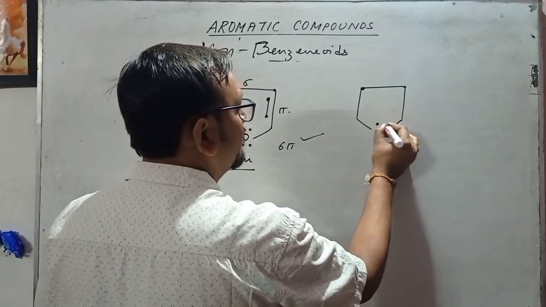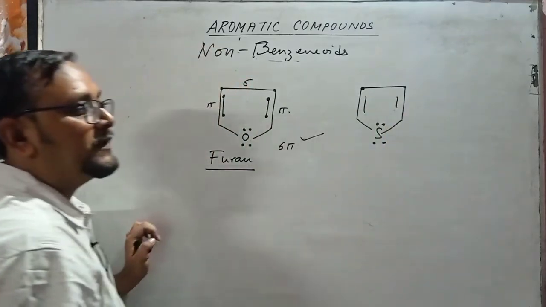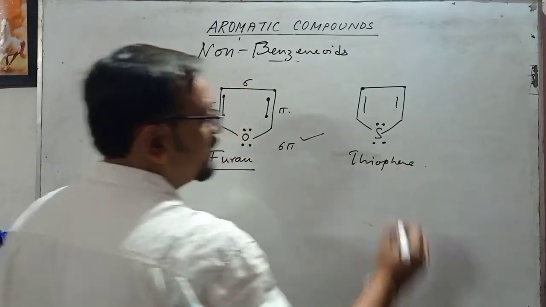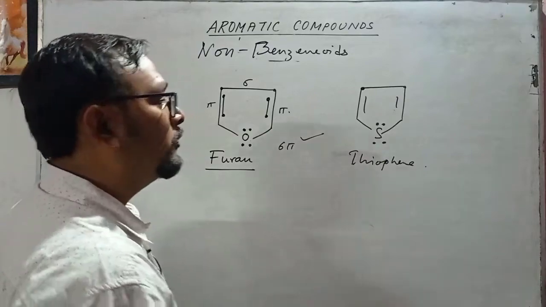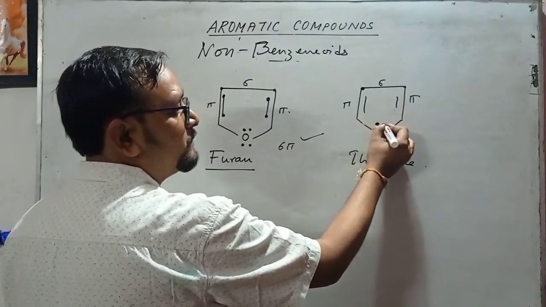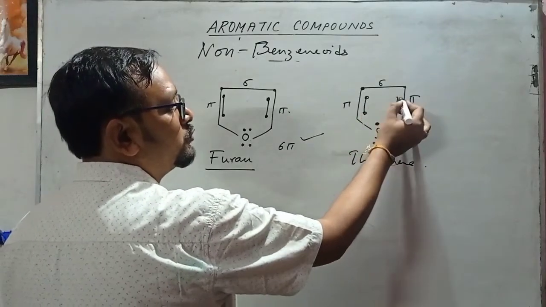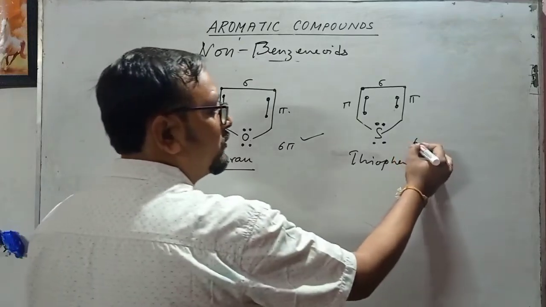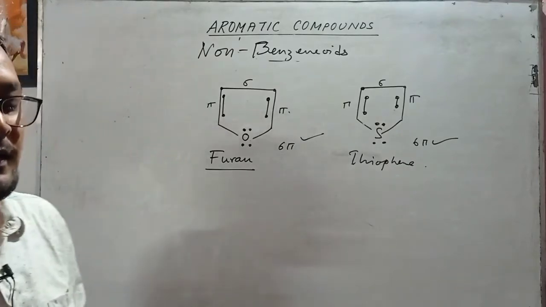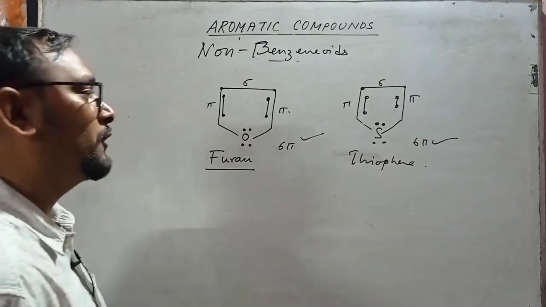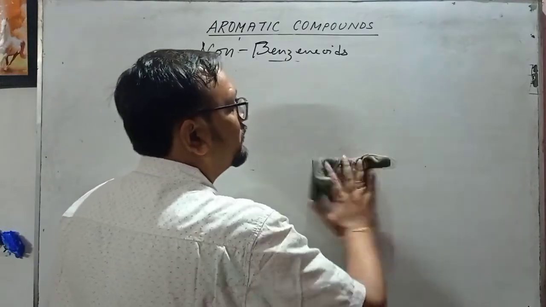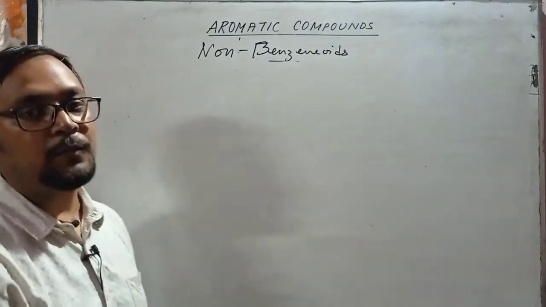Let me replace this with sulfur. Okay, the name will change. If I replace it with sulfur, then its name will be thiophene. Now in case of thiophene also you have to follow the same rule. Pi, sigma, pi and this lone pair. So how many pi electrons? 1, 2, 3, 4, 5, 6. So 6 pi electrons are there and it is also in conjugation. So thiophene is also an aromatic compound. Clear? Getting an idea? So these are non-benzenoids. See, they are not benzene derivatives, but they are aromatic compounds.